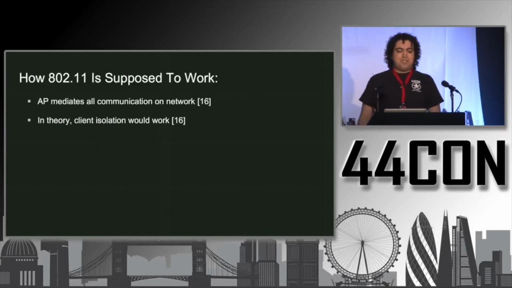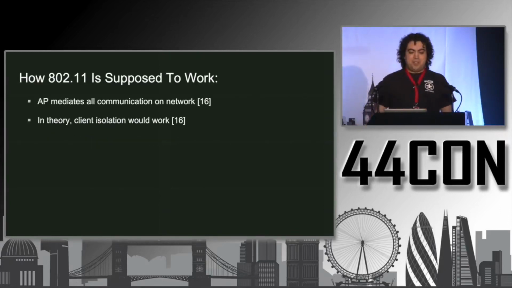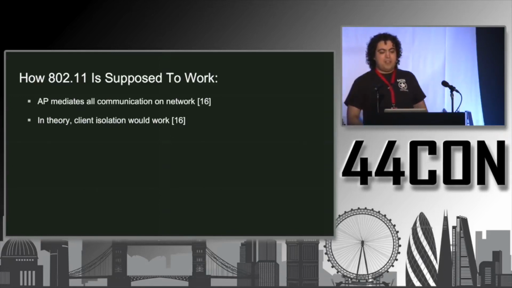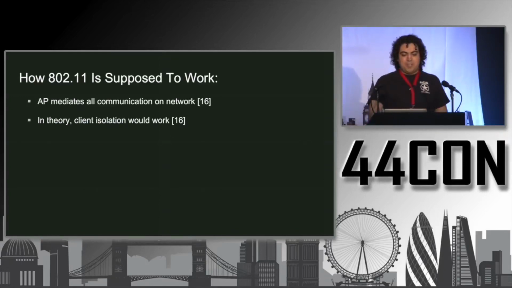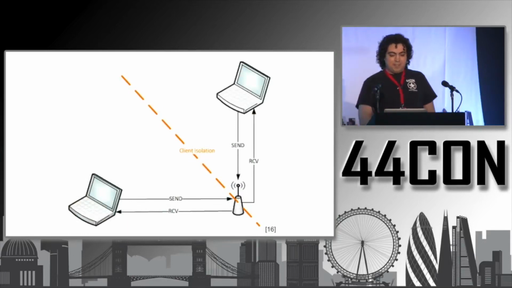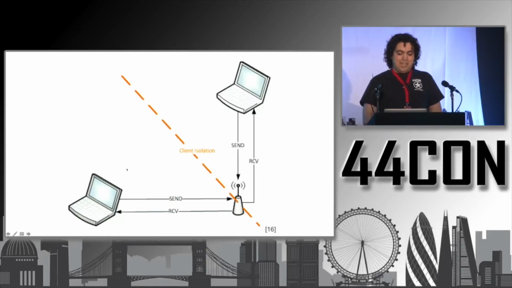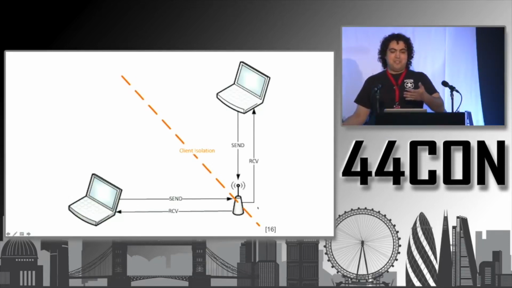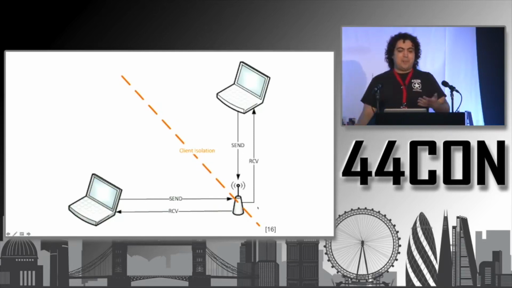So the way 802.11 is supposed to work is that the AP is supposed to mediate all communication on the network. So in theory, this means client isolation should work. We have this diagram here, and if this one laptop tries to send a bunch of nasty stuff to this other laptop, the idea is that it has to go through the AP first. The AP can just look, oh yeah, this packet is not going toward the distribution system or from the distribution system. Screw it. No, I'm going to drop the packet.